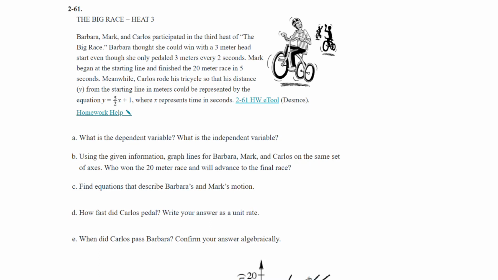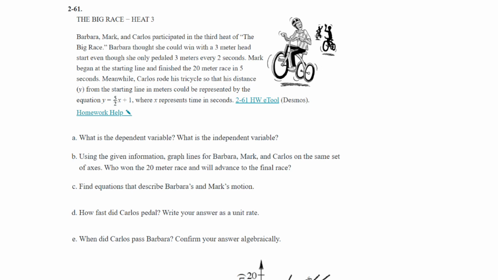Question 61. This is heat 3 of the big race, so this is a continuation of what we did in the core problems. Heat 3, Barbara, Mark, and Carlos participated in the third heat of the big race. Barbara thought she could win with a 3-meter head start, even though she only pedaled 3 meters every 2 seconds. Mark began at the starting line and finished the 20-meter race in 5 seconds. Meanwhile, Carlos rode his tricycle so that his distance y from the starting line in meters could represent the equation y equals 5/2 x plus 1, where x represents the time in seconds.